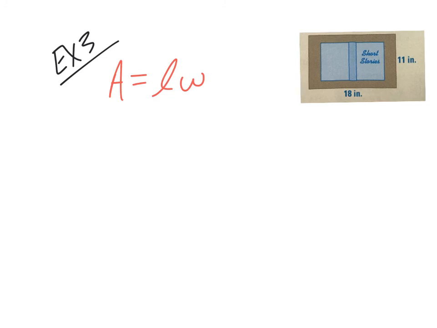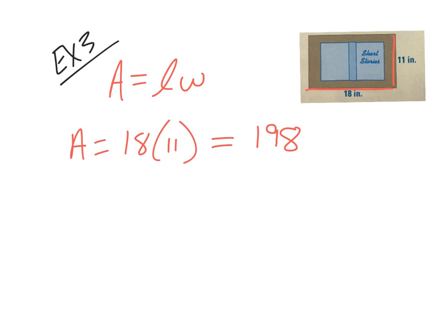So to find the area of the rectangle, I'm going to do length times width. Do I know my length? 18. Do I know the width? 11. So the area of this leather is 18 times 11. Well, what is 18 times 11? 18 times 11 equals 198. Right, 198 square inches, or inches squared.